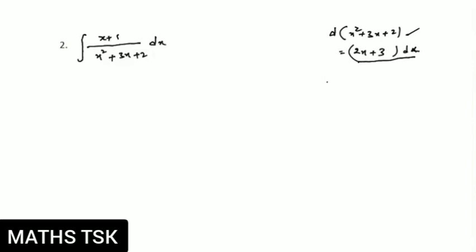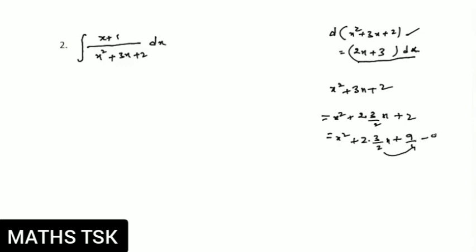Next work: the second work is x² + 3x + 2. This can be written as x² + 2 into 3/2 x, since 2 is not there, plus 2. Next, x² + 2 into 3/2 into x, add (9/4), the square of this, and then subtract 9/4, and the already existing value is 2. The first three terms I can write as (x + 3/2) whole square.